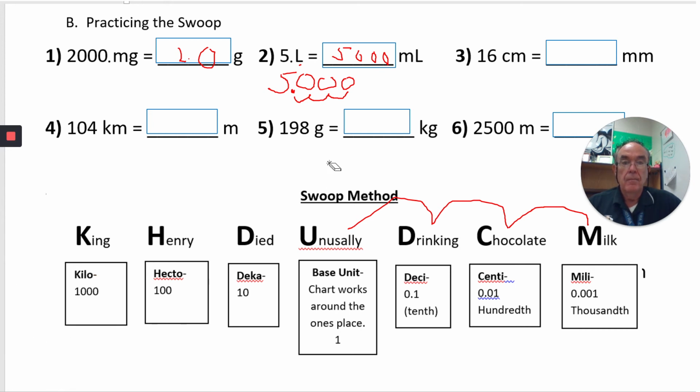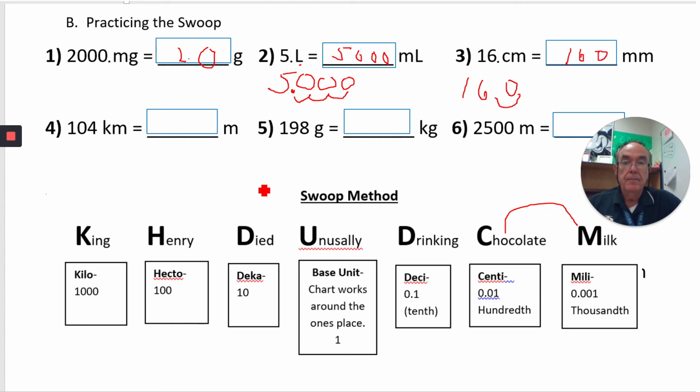Okay, now let's take a look at the next one. The next one says go from 16 centimeters. So I look down here, centi is right here, and it says go over to millimeters. So I'm going to start off at centi, and I'm going to swoop once to millis. But I don't see a decimal here. So I know I can add a decimal. So 16.0 is the same as 16. And I'm going to swoop in the same direction one place. And my answer would be 160 millimeters.